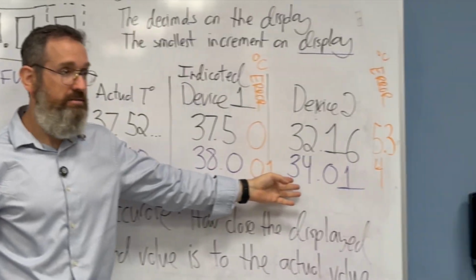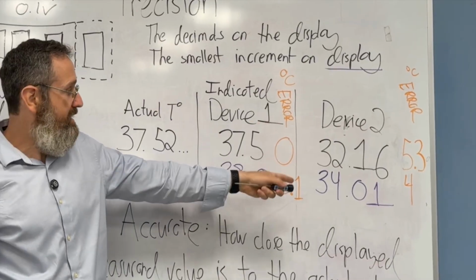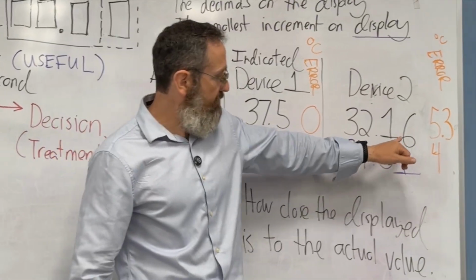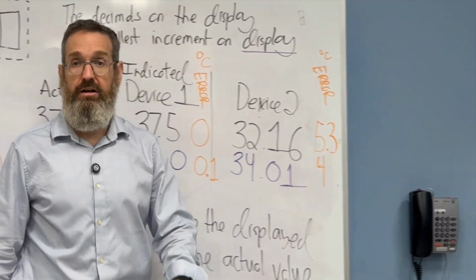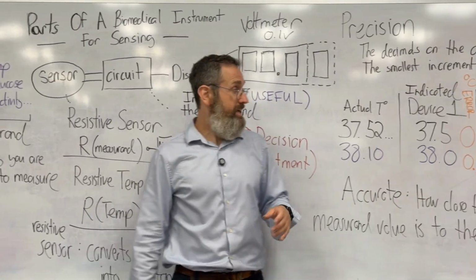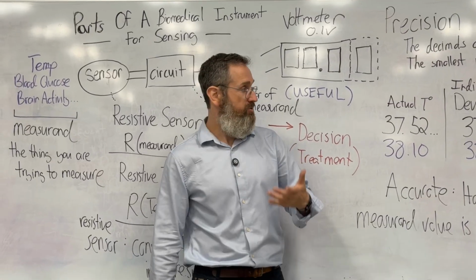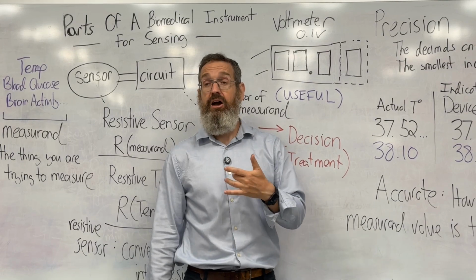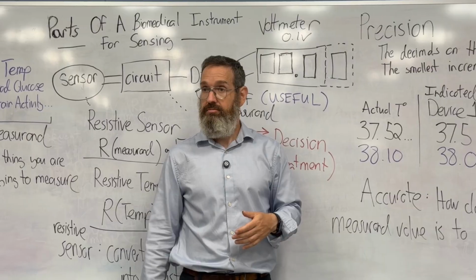This device here, while marketed and looks better, and they added an extra level of precision here, in this case is off by 5.3. In this case, is off by 4. It is off by quite a few degrees C as far as its accuracy. So now we have to define the accuracy of these instruments.